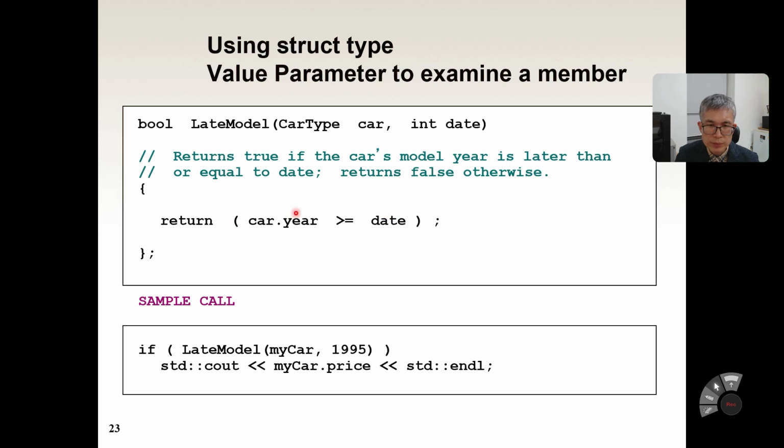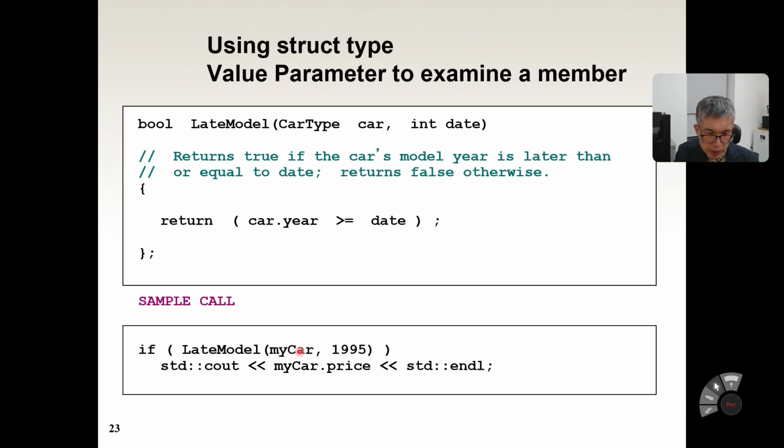This one is equal, or this one is less. Okay, so this is a new car, right? So if this year is the date, is this a new car or an old car? In the late model case, the car model year is later, which means greater than or equal. Okay, in the equal case, this is a late model, a recent model. Otherwise, it returns false, an old model.